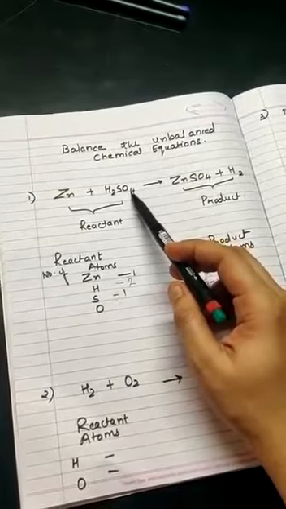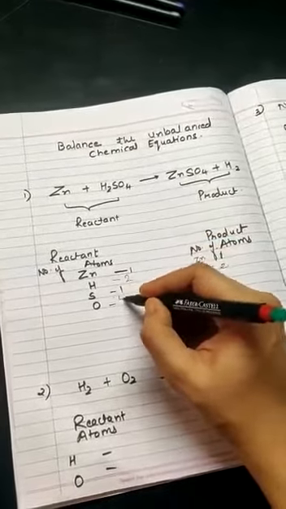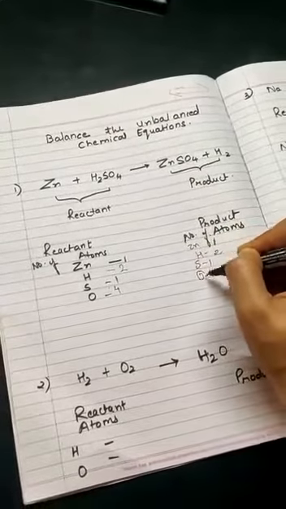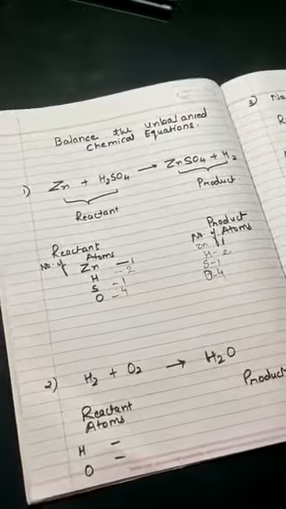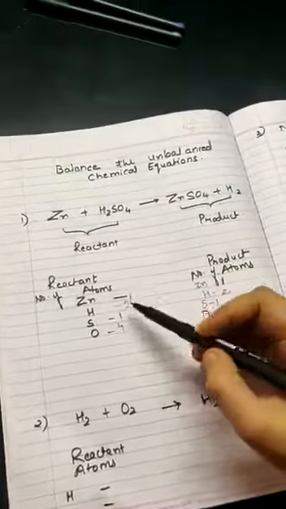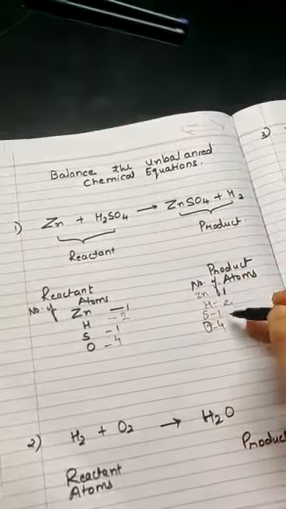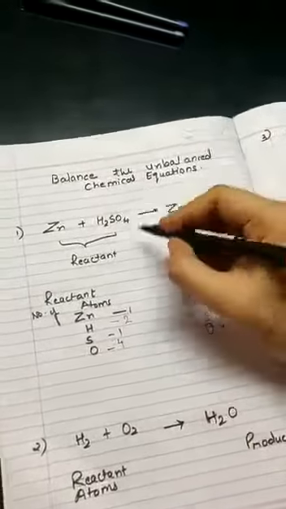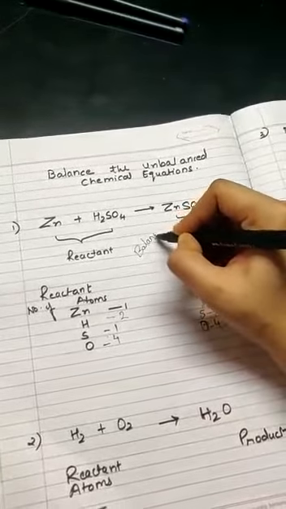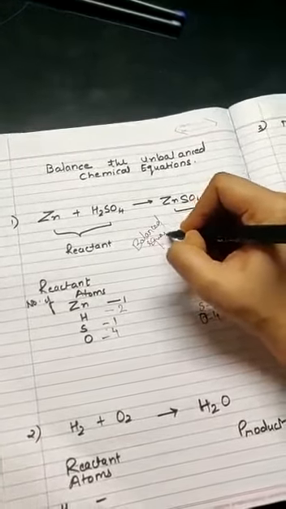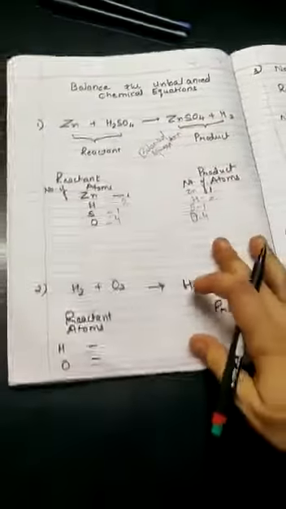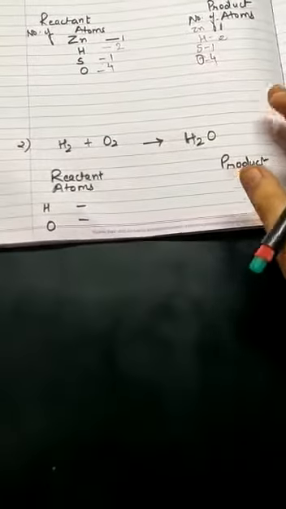Oxygen, we have 4 atoms of oxygen, so I'll write 4 on this side, and here we also have 4, so I'll write 4. Okay, so as you can see, these numbers are the same as these numbers, so I can say that reactant is equal to product. This means this is the balanced equation. Okay, let's go to our next example, to see whether we get the same result here or not.